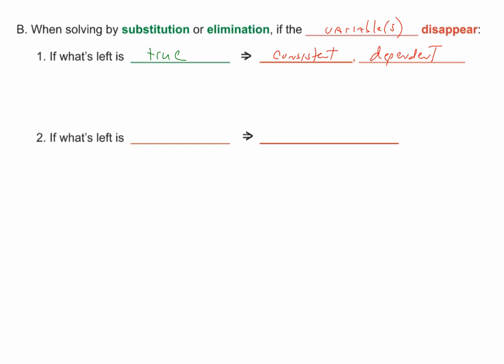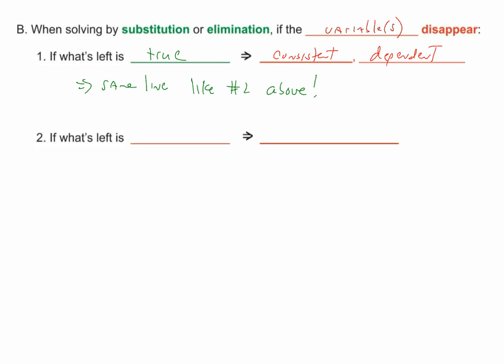So what just happened? These were the same line, like number 2 above. Which, by the way, if they ask you for the solution to a consistent and dependent, what do you have to give? The equation of the line, right? Just like we did on number 2 above. Okay?